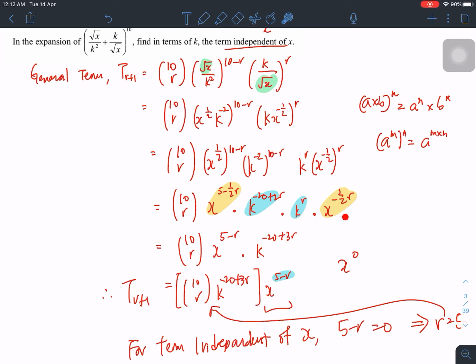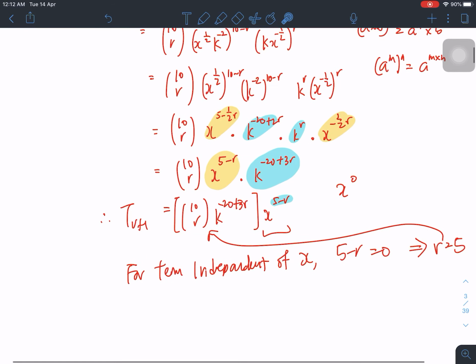So you see that you have x, so same base. When you multiply them, you simply add their powers. So you should get x to the power of 5 minus r. This is the brown term. And finally, the terms with the k base, right? So you add their powers. So this is your k to the power of minus 20 plus 3r.